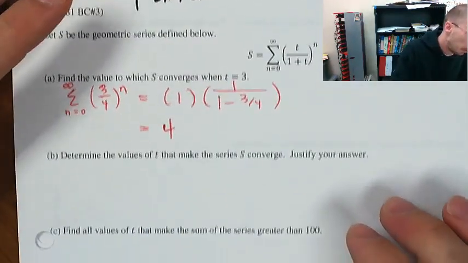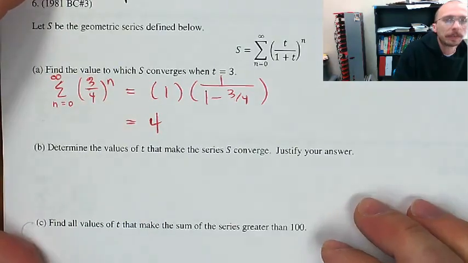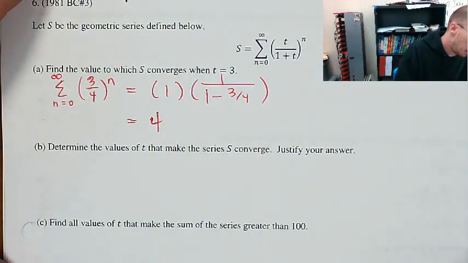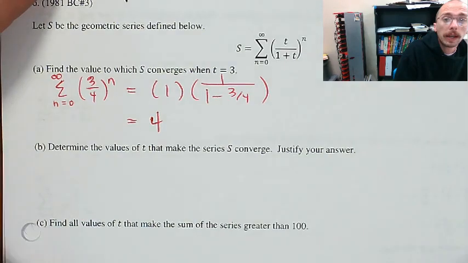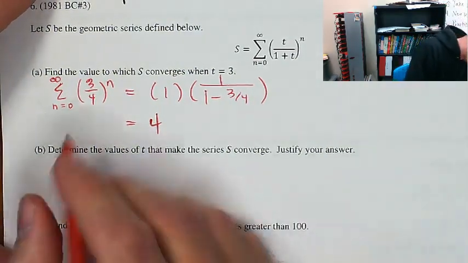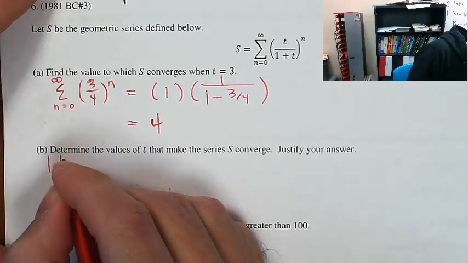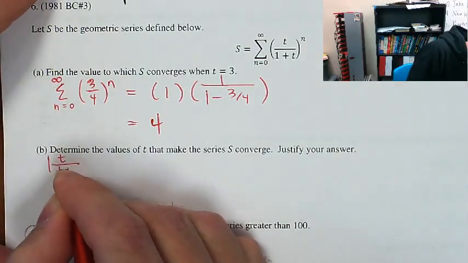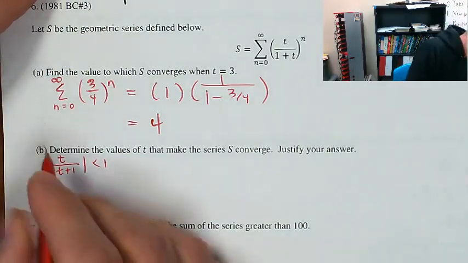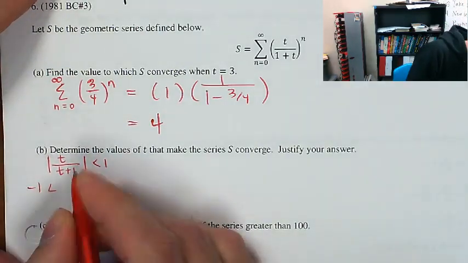Okay. Determine the values of t that make the series S converge. Okay, that's going to be an interesting problem because I'm interested in t divided by 1 plus t being between -1 and 1. And this is going to have some interesting algebra consequences, I think. So I know that the absolute value of t over t plus 1 needs to be less than 1. Okay, but that also means it's between -1 and 1.